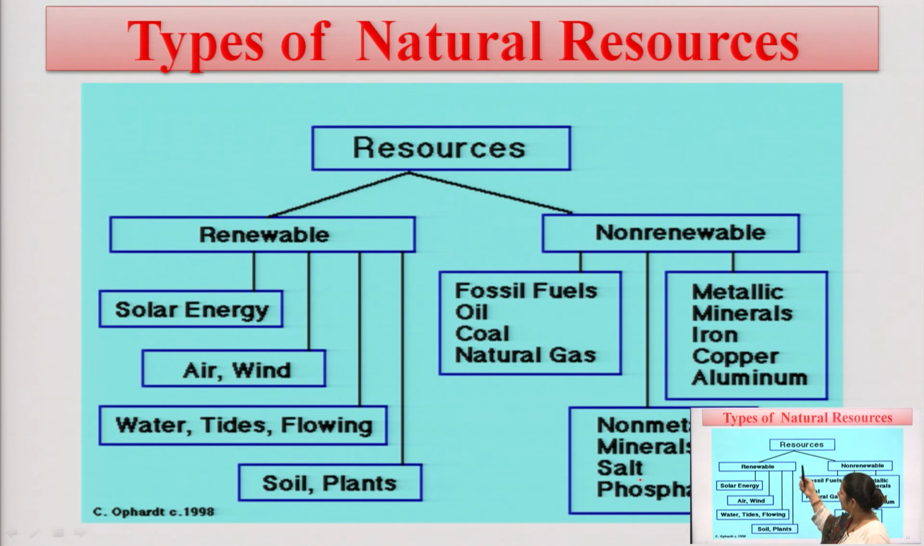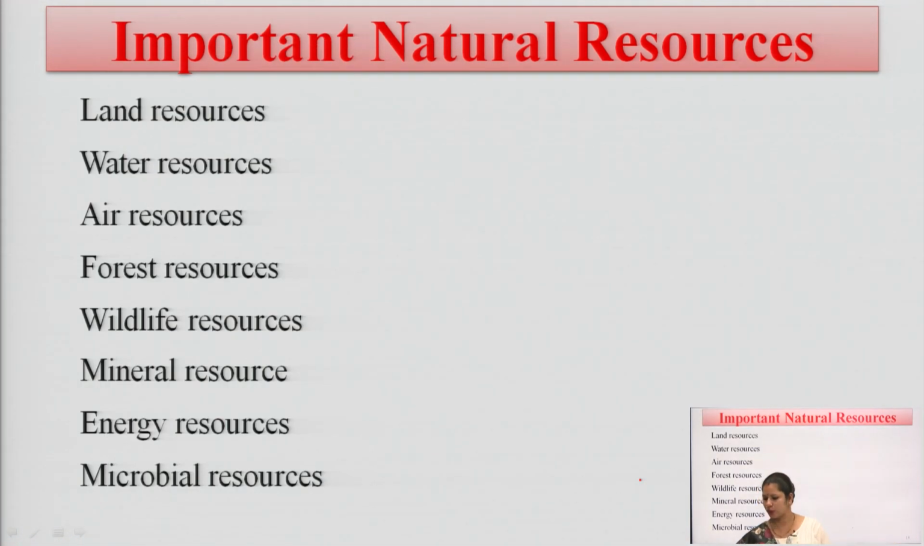For example, here you see the renewable resources are solar energy, air, wind, water, tide, soil, plants, and the non-renewable resources are the fossil fuel, oil, coal, natural gas, metallic minerals, non-metallic minerals. These are the non-renewable resources.